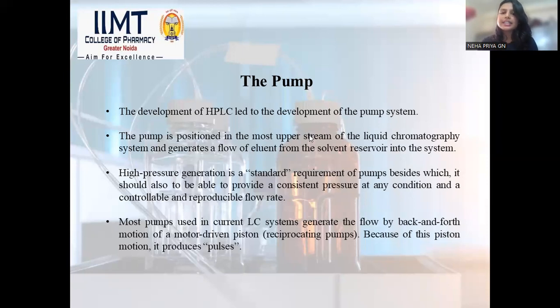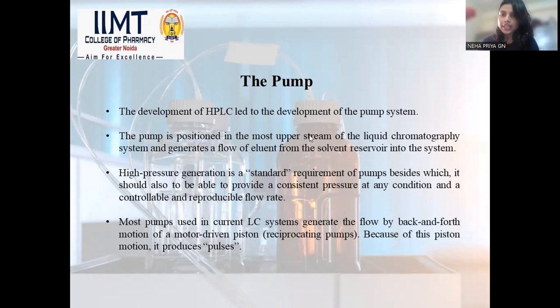Most pumps used in LC systems generate flow by the back and forth motion of a motor-driven piston. This is a reciprocating piston. Because of this piston motion, it produces pulses that can affect our result. High pressure generation is a standard requirement of pumps, besides which they should also provide consistent pressure under any condition and a controllable and reproducible flow rate. Because only if the flow rate does not change with pressure will the result be precise.